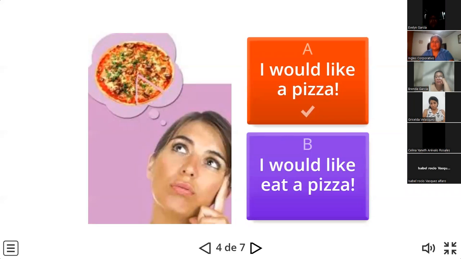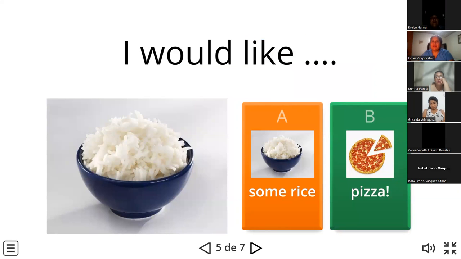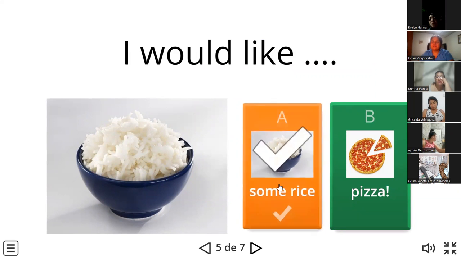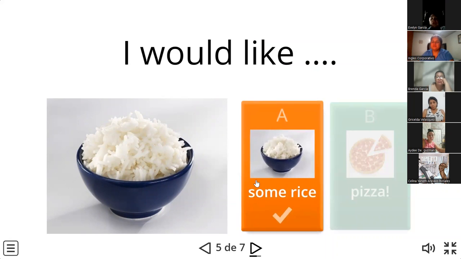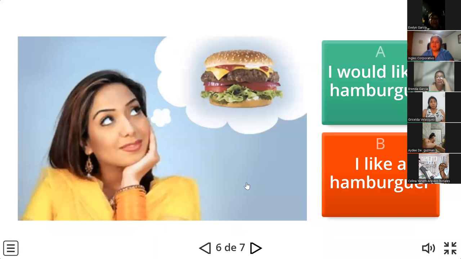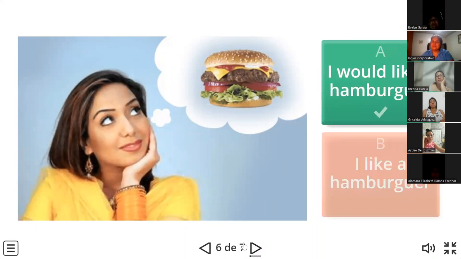She's thinking. Okay, I would like salt rice or I would like pizza. According to the picture? Rice. Okay, I would like a hamburger or I like a hamburger. I would like a hamburger, right? Okay.